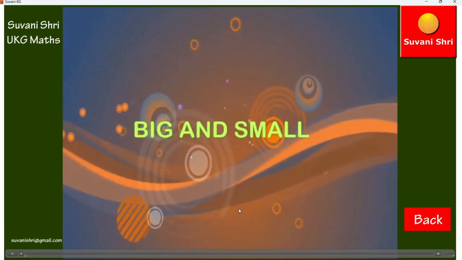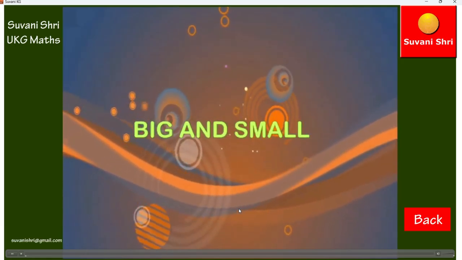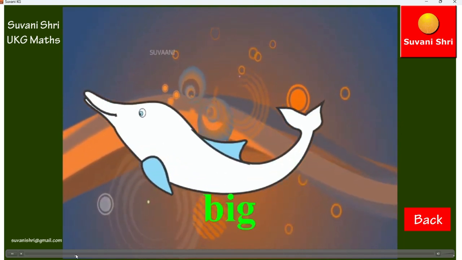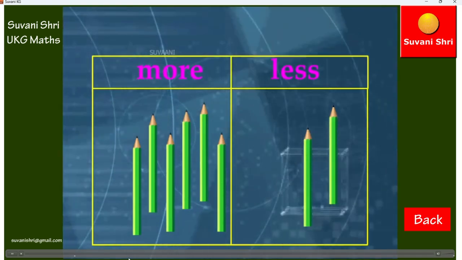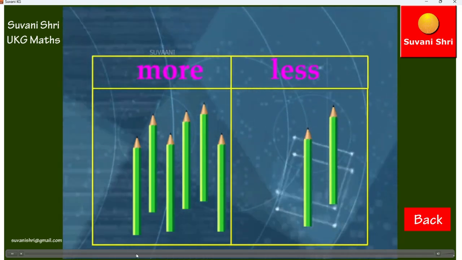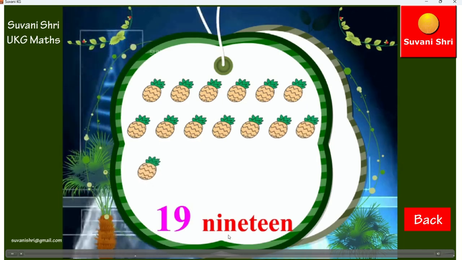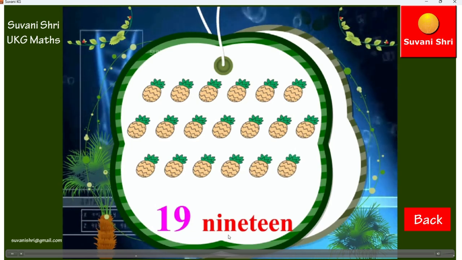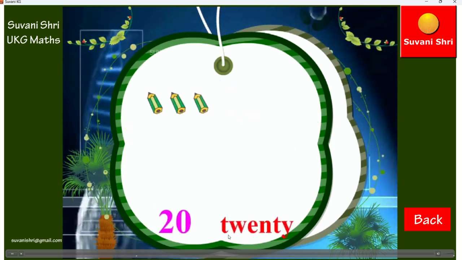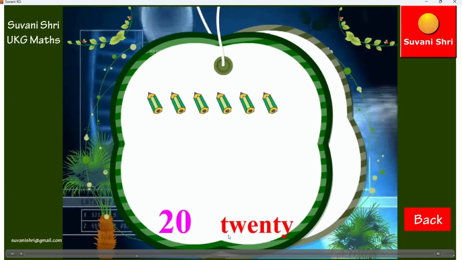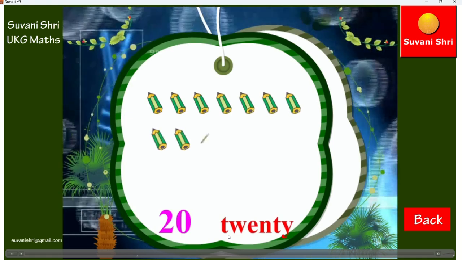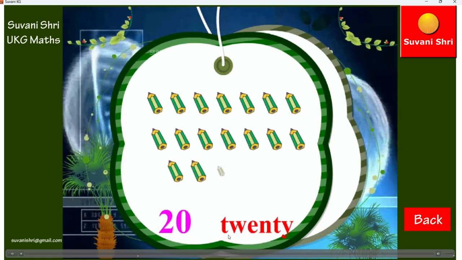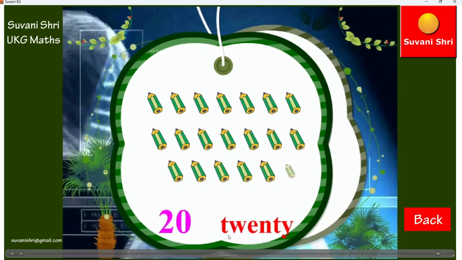Dear children, let us learn about big and small. Big. 12, 13, 14, 15, 16, 17, 18, 19. 1, 2, 3, 4, 5, 6, 7, 8, 9, 10. 11, 12, 13, 14, 15, 16, 17, 18, 19, 20.